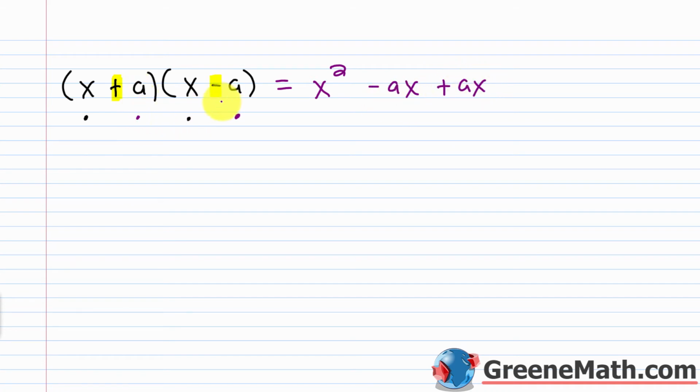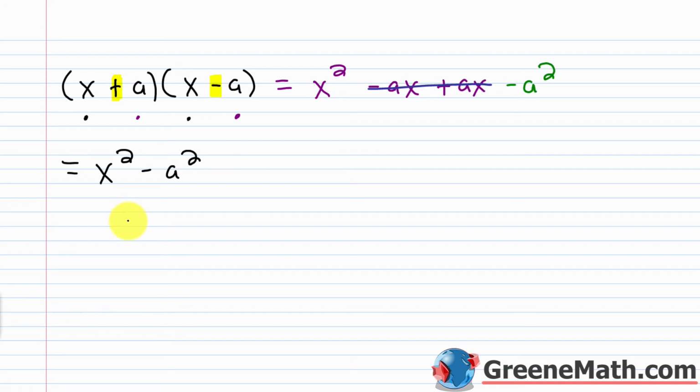And then a times negative a is minus a squared. So what happens is the middle part is going to cancel itself out, and you're left with x squared minus a squared. So in other words, the first term here is going to be squared minus the second term, which is squared, okay, whenever you come across this scenario.